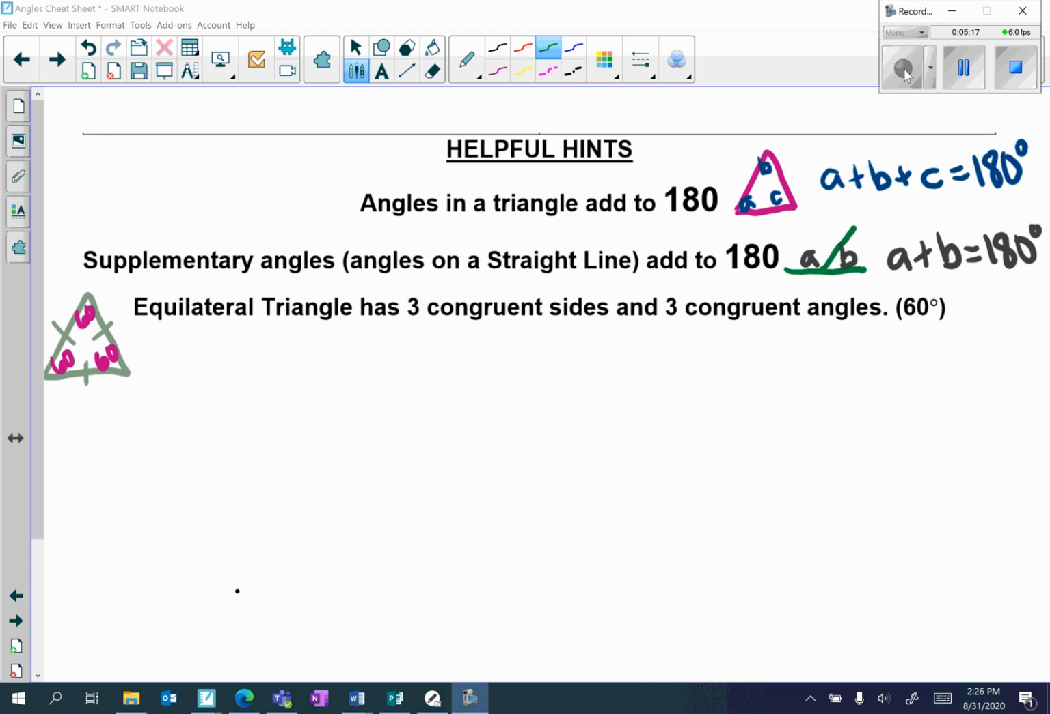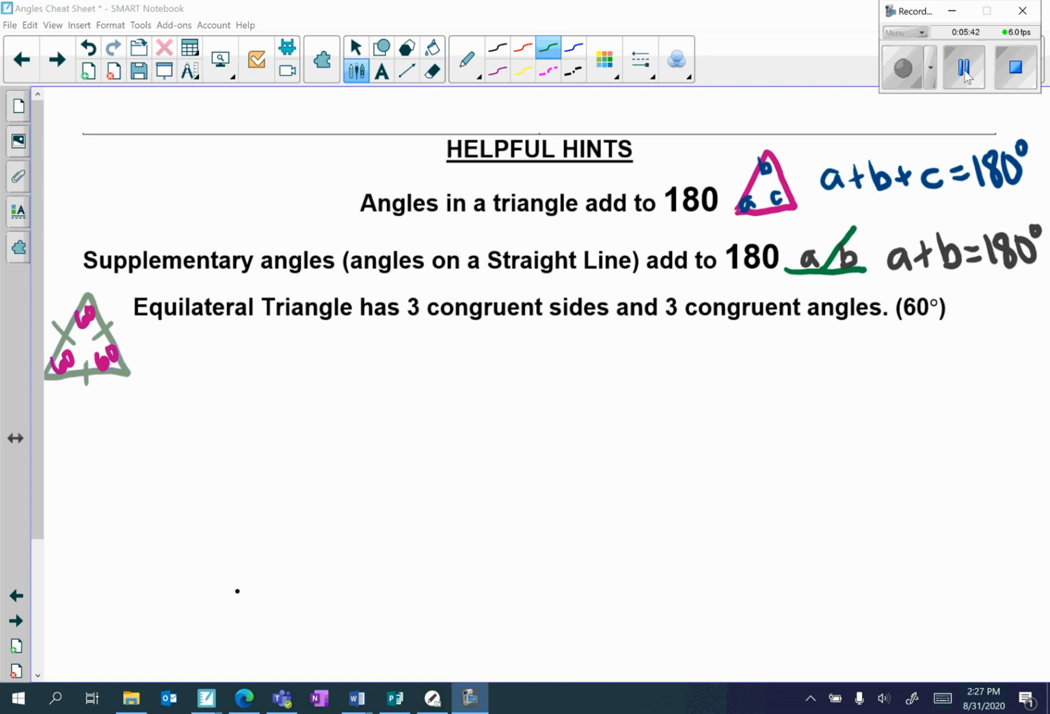And finally, we have some helpful hints that we always need to remember. So for example, angles in a triangle add to 180 degrees. So I have angle A, B, and C in a triangle. A plus B plus C is equal to 180 degrees. Supplementary angles, or angles on a straight line, add up to 180 as well. Always look for a straight line.